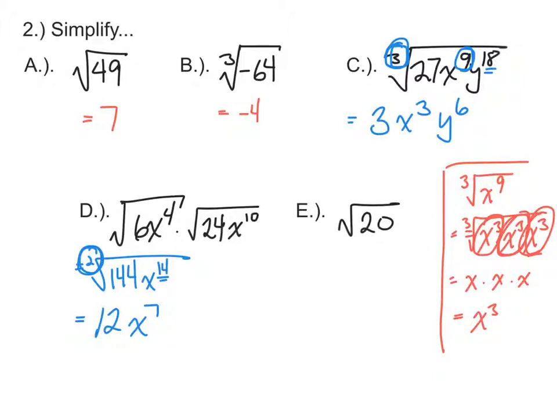In part E, square root of 20. You can try and calculate it, you'll get 4 point something. So we see that it's not going to be a perfect number. So what we want to look for is perfect square factors of 20. And we know that 20 is 4 times 5. So we could take the square root of 4 to be 2, and the square root of 5 is just the square root of 5.